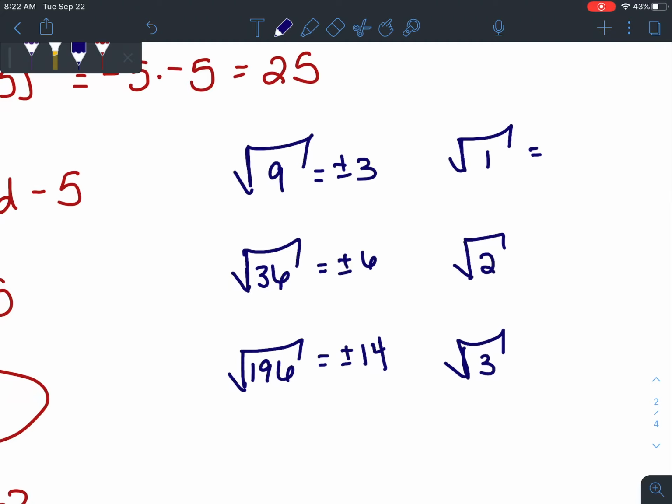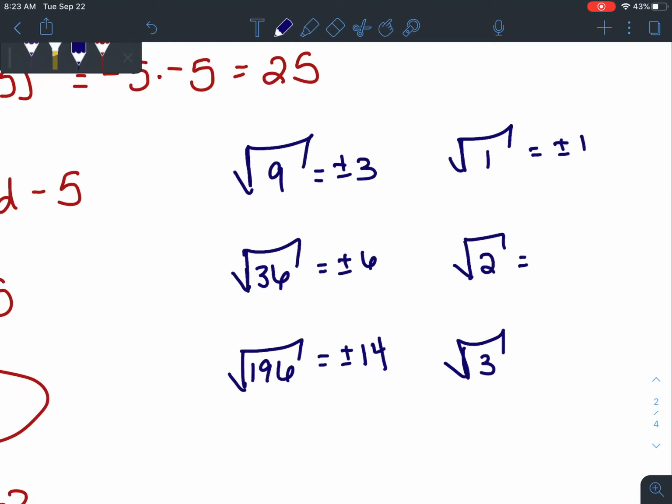Square root of 1. Negative and positive 1. 1 is a perfect square, so that works. Okay? 1 times 1 is 1. Negative 1 times negative 1 is 1. So square root of 2. Weird, because that's not a perfect square. There is no whole number that when multiplied by itself gives you 2.